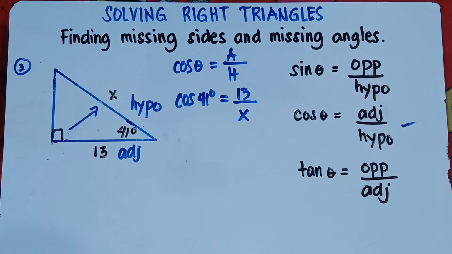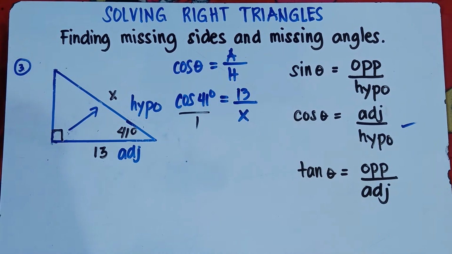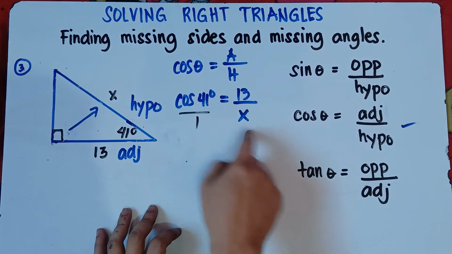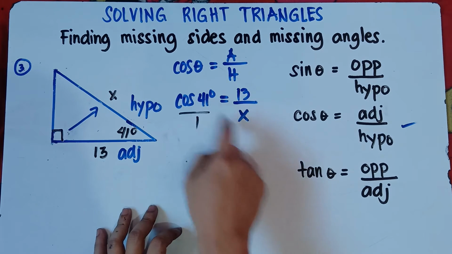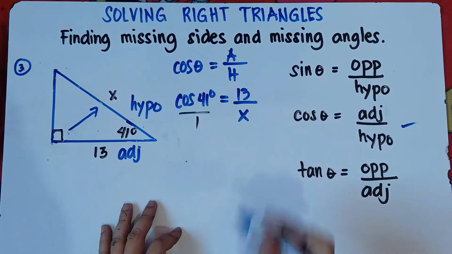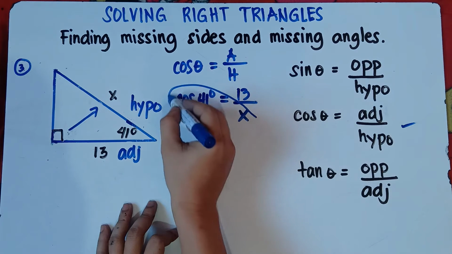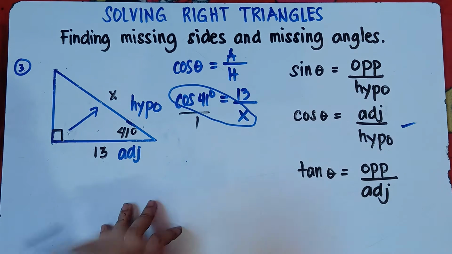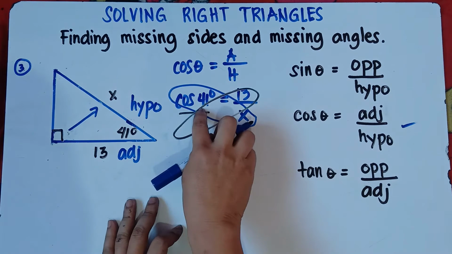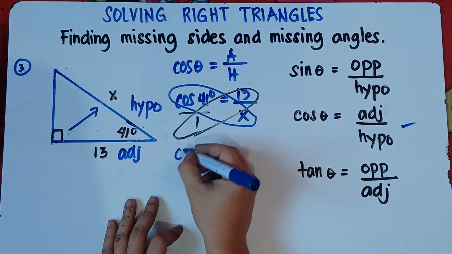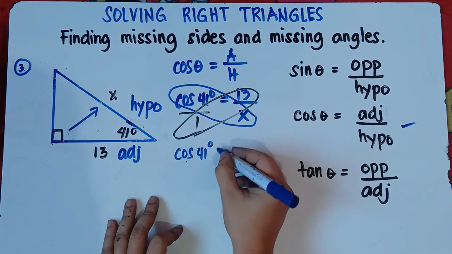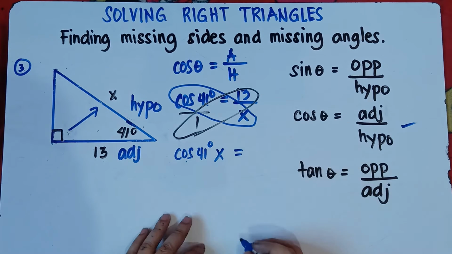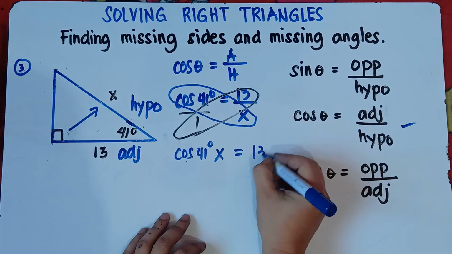So cross multiply. You can actually interchange this one, class, if you master it. But if not, or if you're confused, just simply cross multiply. So this will be cosine 41 degrees times x equals 13 times 1, that is 13.